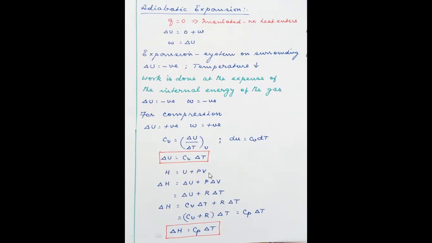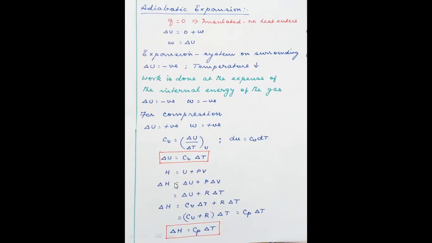Look at this equation. Delta U, that is the change in internal energy with the temperature at constant volume, it is CV. So this equation can be written as dU is equal to CV dT, or delta U is equal to CV delta T.